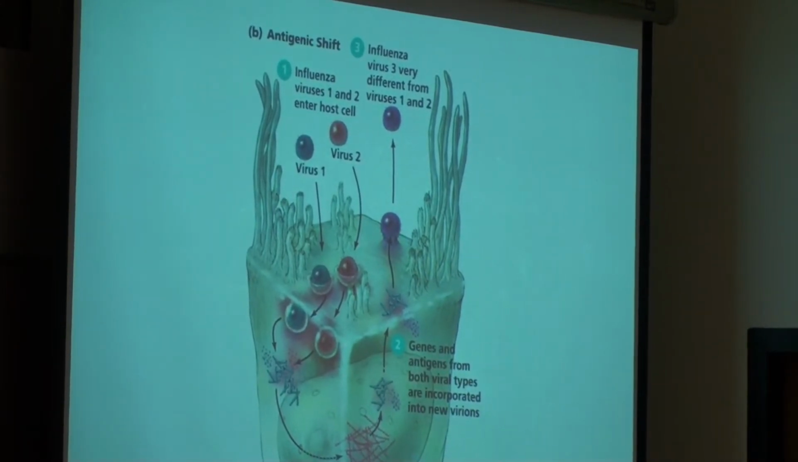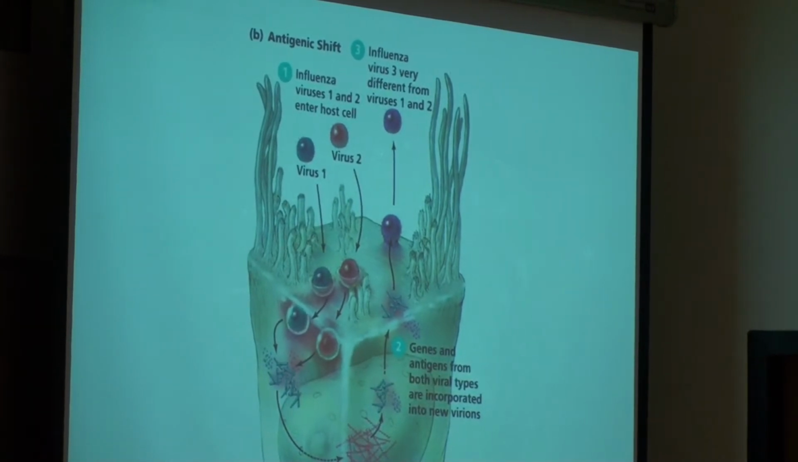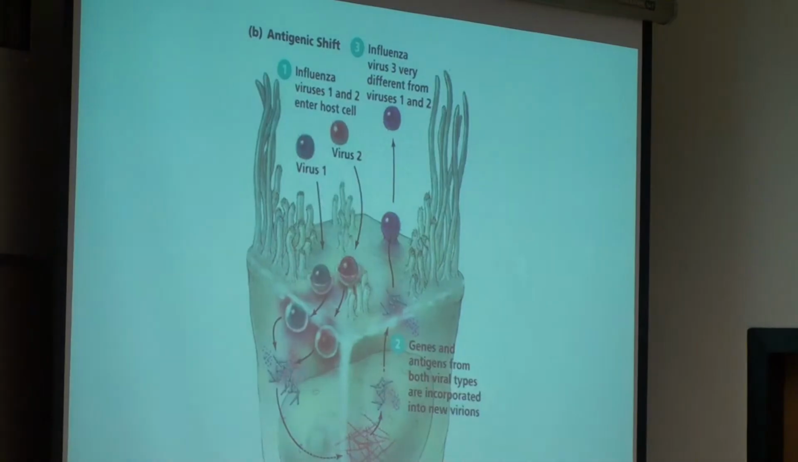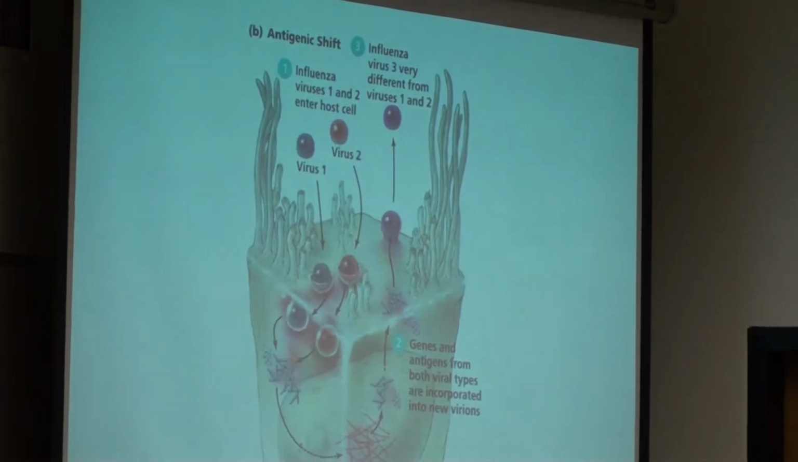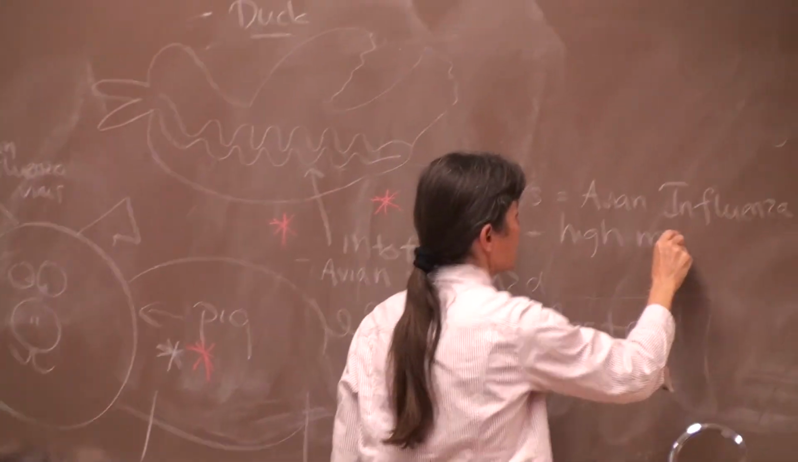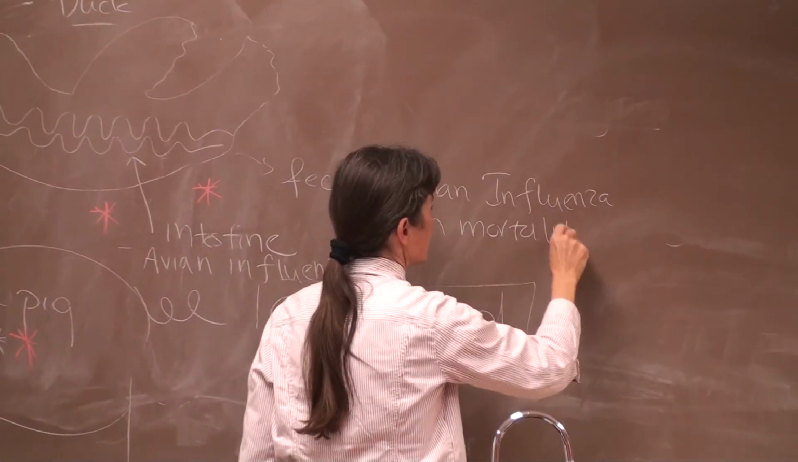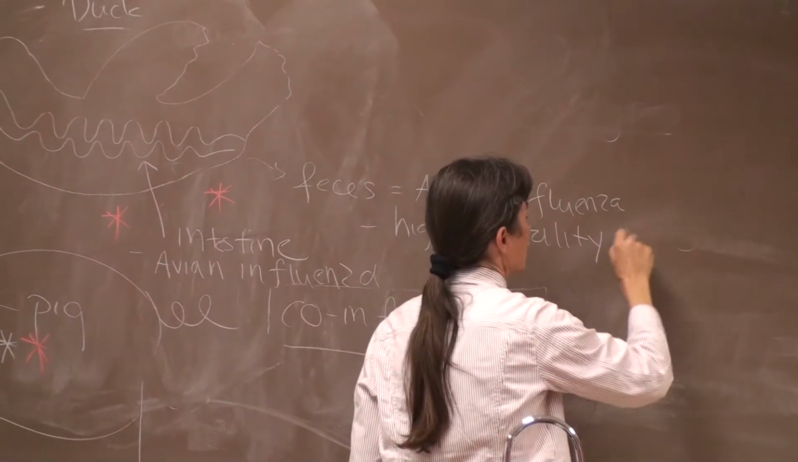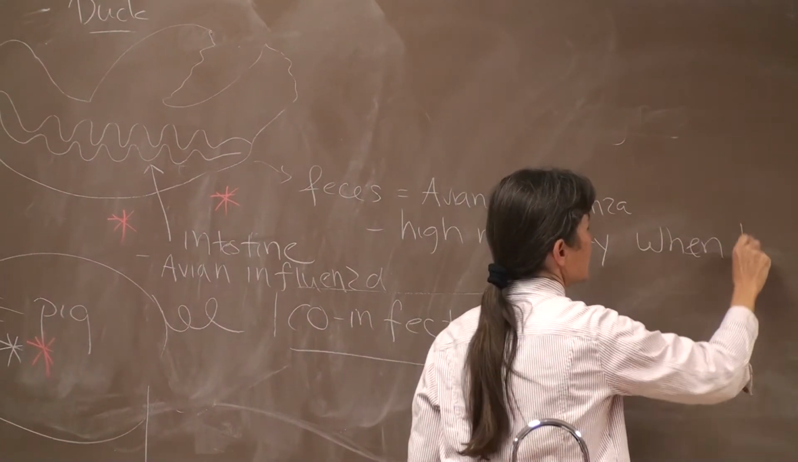So why do we care? Well, let's go back here. And you guys remember we said these avian influenza strains have incredibly high mortality when humans are infected, right? 50 to 60%.